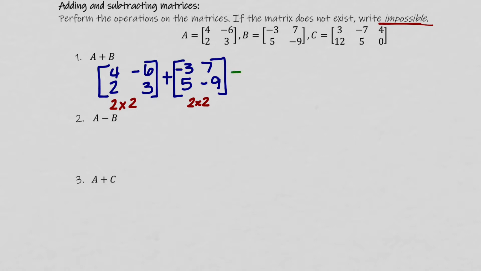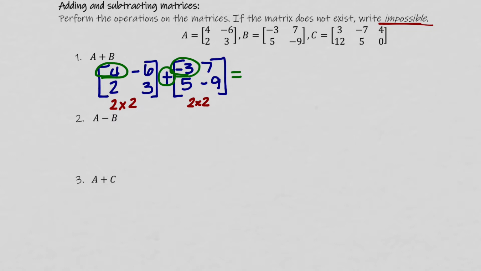When you add matrices together, it's the corresponding position. So this is first column, first row, and this is first column, first row. And my symbol in between is addition, okay? This is what works for addition and subtraction. It is different when we do multiplication, so don't worry, we're not doing that today.